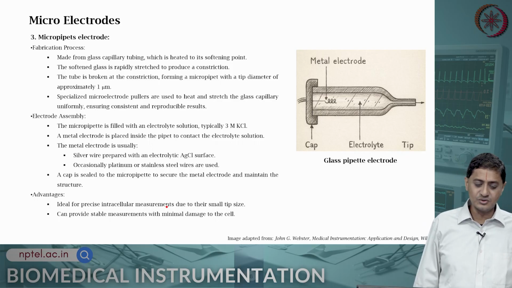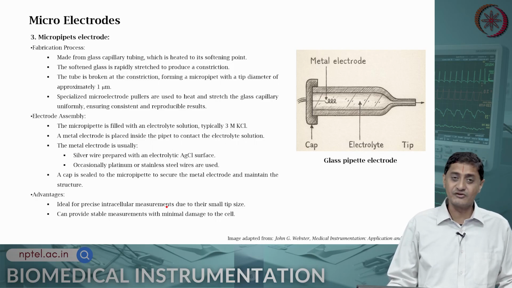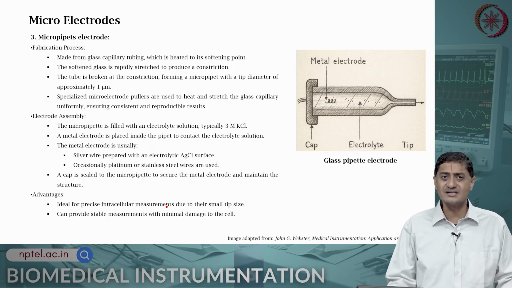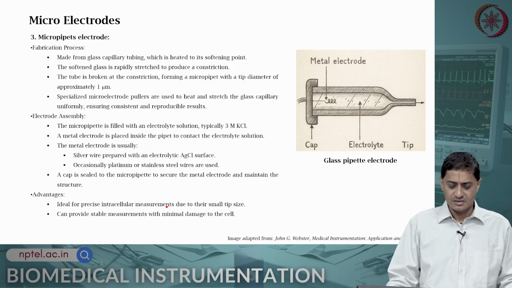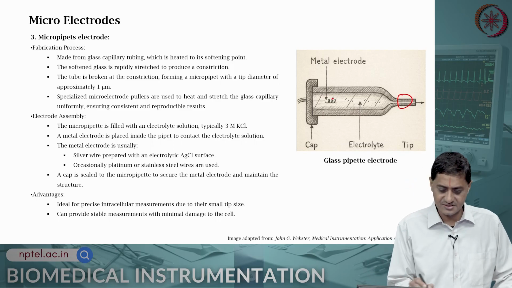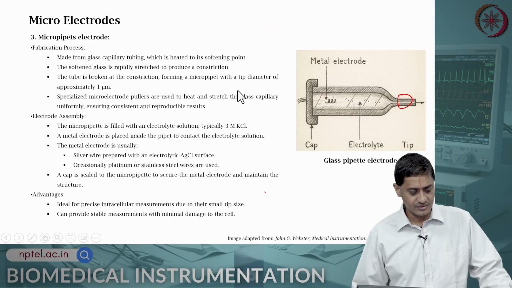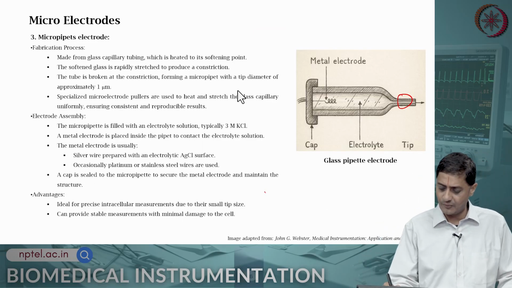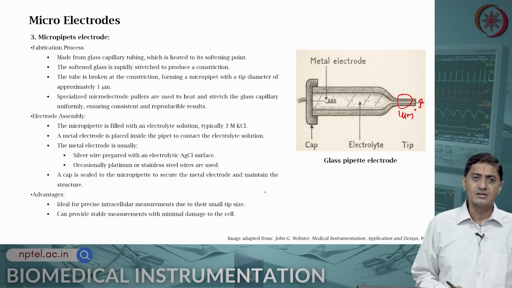In this case, what you do is you have a capillary tube that is heated to a softening point. Then this softened glass is very quickly stretched to produce a constriction, to make it really narrow, and then this tube is broken at the constriction, essentially forming a micropipette like this, with a tip diameter of approximately 1 micron.